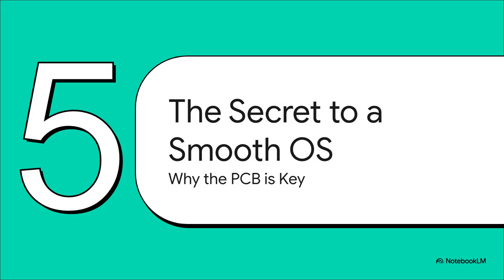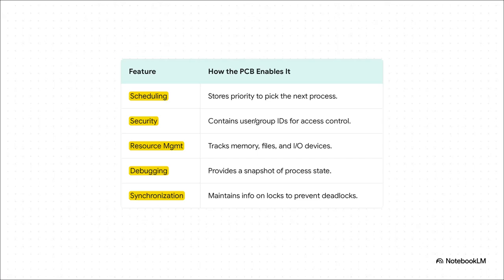So, when you put it all together, what have we got? Let's zoom out for a second and see why this entire system is the secret sauce behind a smooth, modern operating system. I mean, the PCB is the foundation for pretty much everything. It's what allows for smart scheduling by telling the OS which task is most important. It handles security by keeping track of which user owns the process. It's essential for resource management, tracking every bit of memory and every file. And get this, if a program crashes, a debugger can actually look at the last saved PCB to figure out exactly what went wrong. It's the central nervous system for every single thing running on your computer.